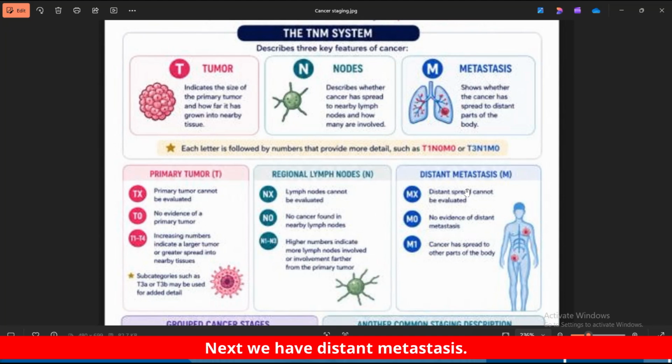Next we have distant metastases. In the previous example, the patient has a primary tumor or primary cancer in the breast and secondary cancer in the lung. Here M means metastasis. So MX means distant spread can't be evaluated. So basically in TX, NX, MX, the physician is unable to identify the tumor, lymph nodes or metastasis during the biopsy.